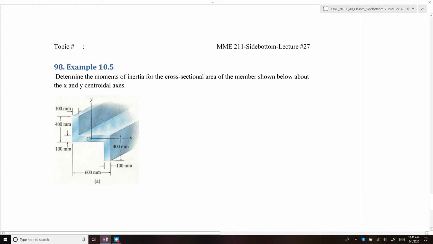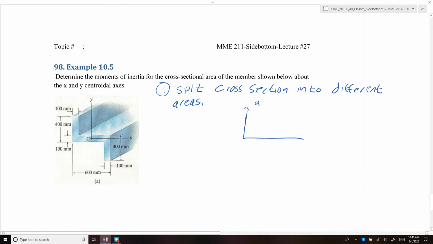Axis for this S section beam. So to do this, the first step we're going to do is we're going to split our beam into different areas. Alright, so we have our XY axis that goes through the centroid of our section. Our section is shaped like an S.